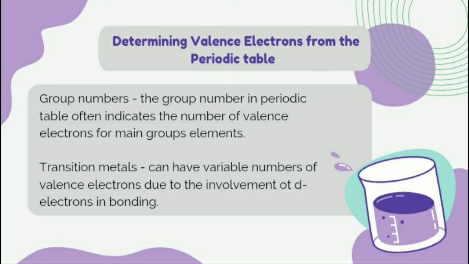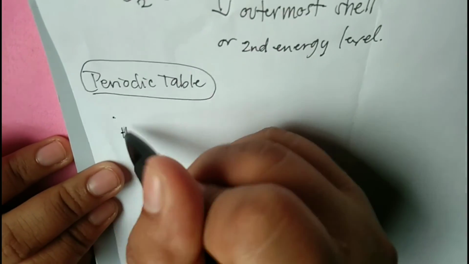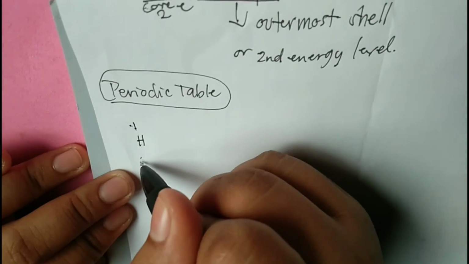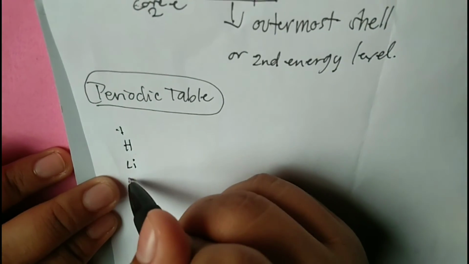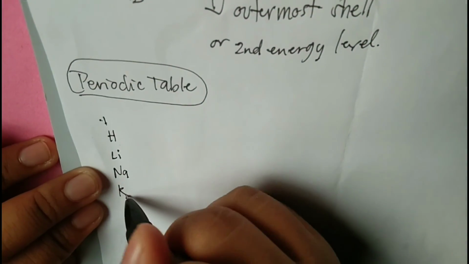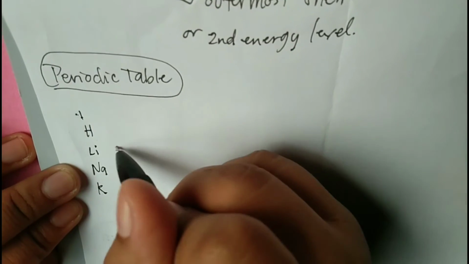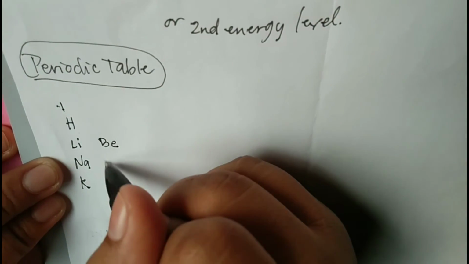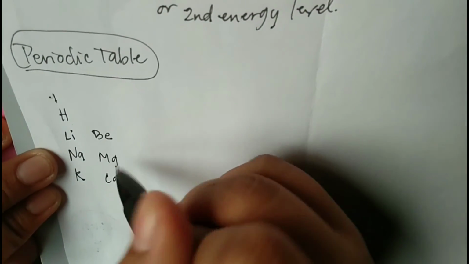And in transition metals, we can have variable numbers of valence electrons due to the involvement of the electrons in bonding. You typically need to look at the element's electron configuration to determine valence electrons. So here po, I illustrate ang table para ma-identify kung paano nga po mahanap ang valence electrons using the periodic table. So, find the element's vertical column or group on the periodic table.